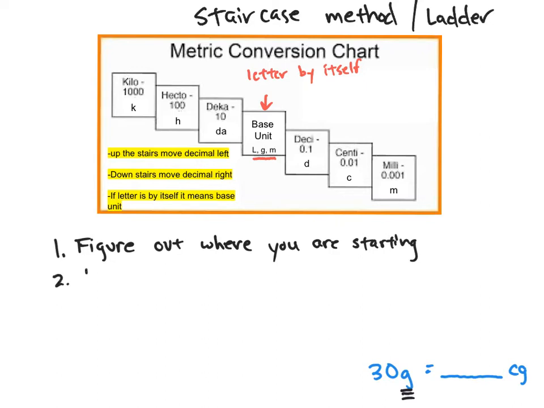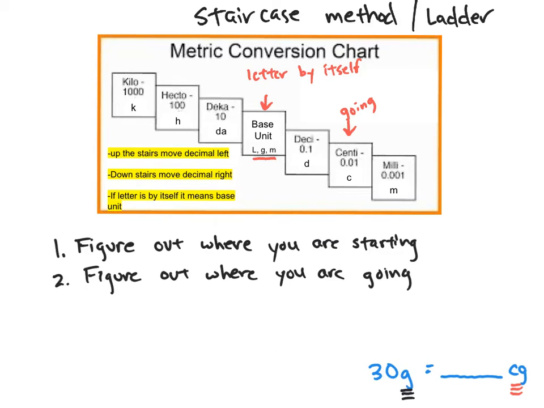Number 2, figure out where you are going. Well, looking at my example at the bottom, I'm going to centigram. The C allows me to see a difference between gram and centigram. The C added on says, I'm right here. This is where I'm going, where I want to finish up.